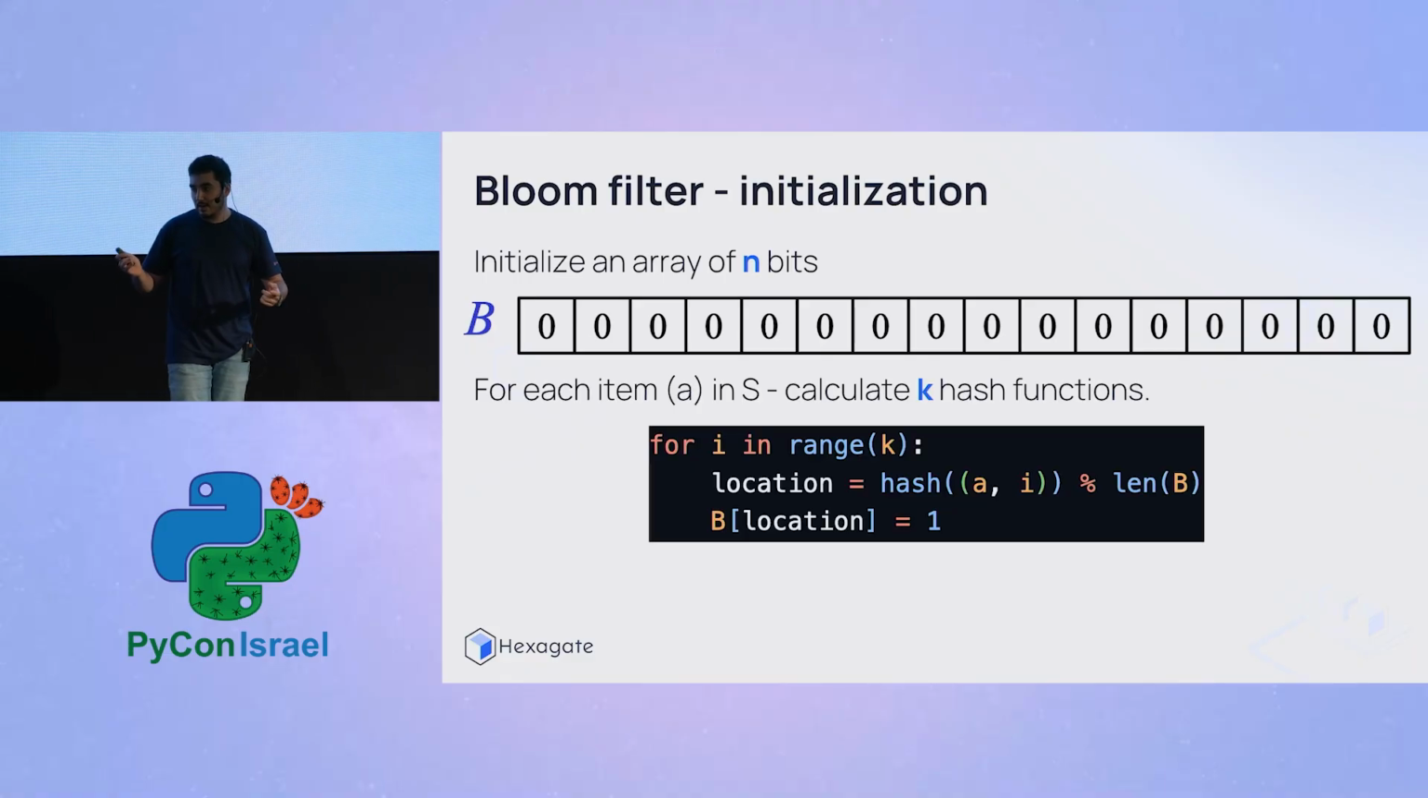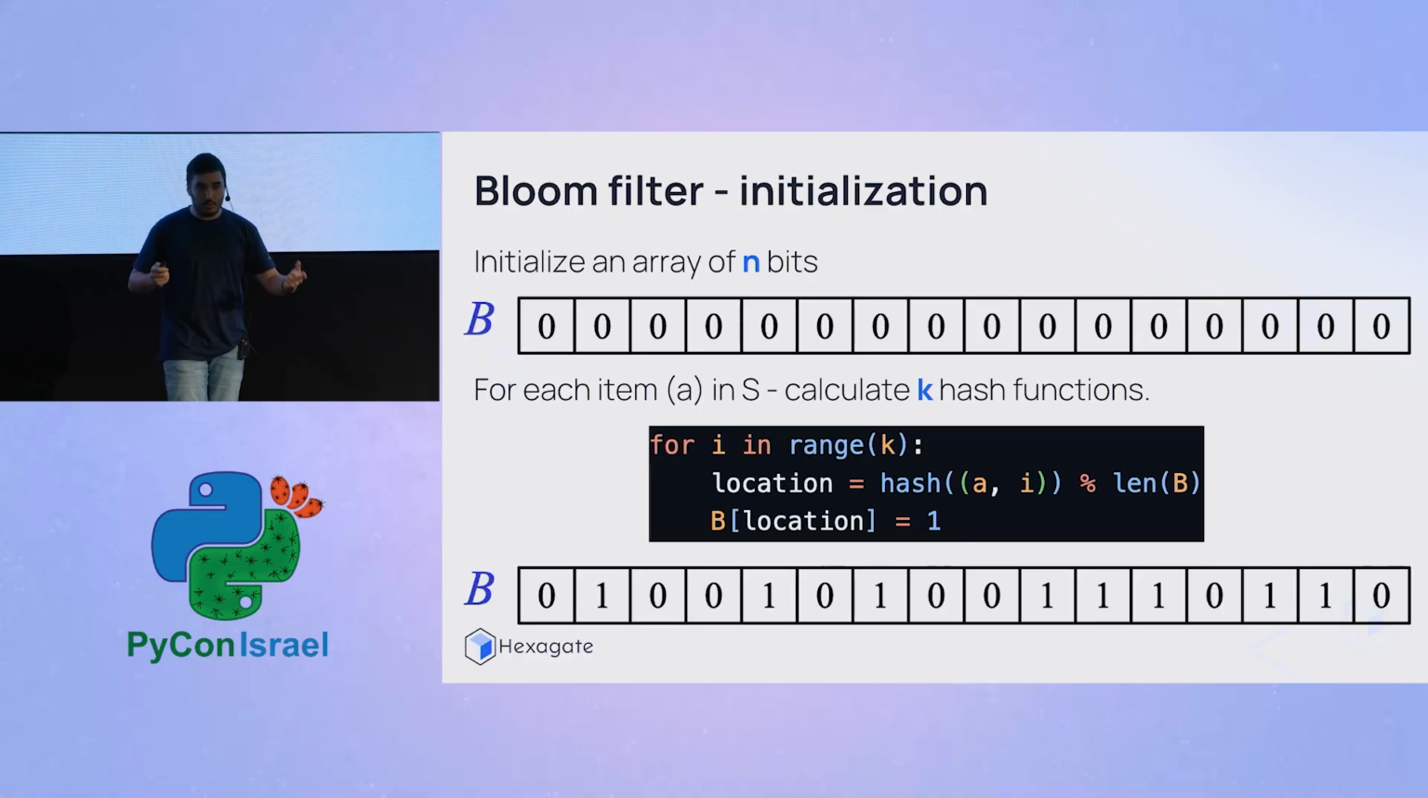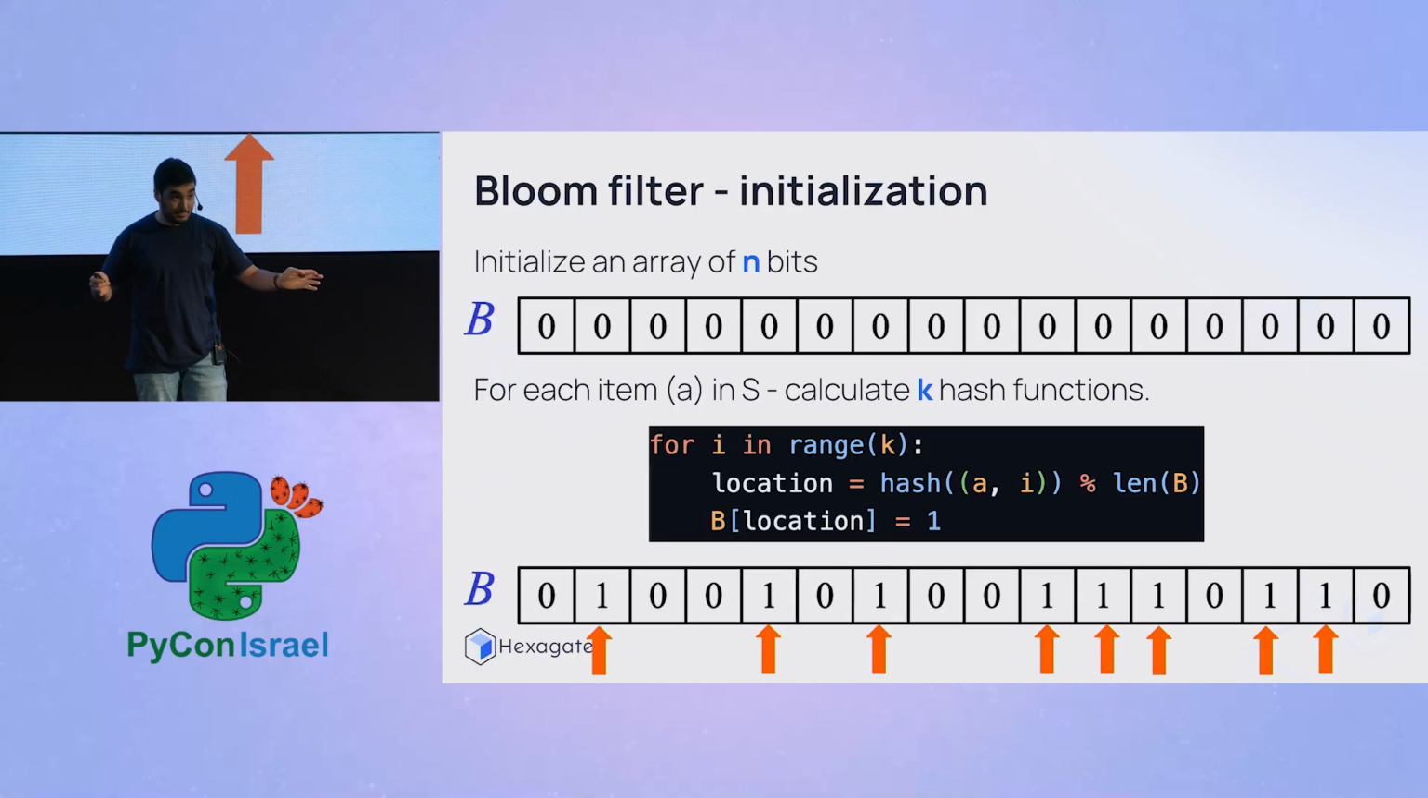So this is how the logic looks. Let's go step by step. First of all, we calculate k hash functions. So we have to calculate k different hash functions. I used i to make the hash functions a bit different. We use the result to get an index inside the array of bits. Then we set this bit to 1. So in the end, after inserting all of the items, we have the same array of bits, and some are set to 1. This is pretty standard.